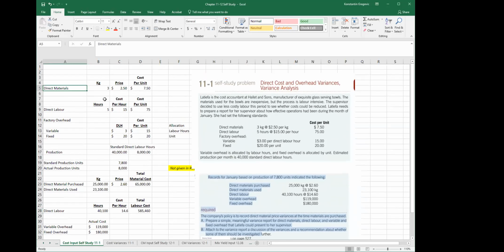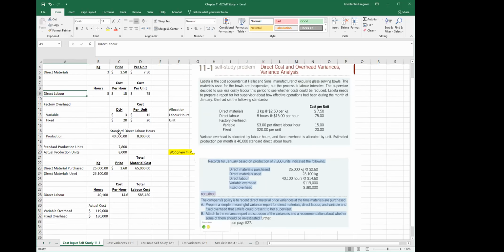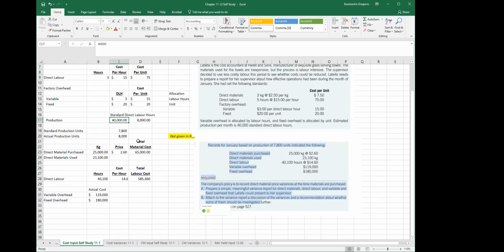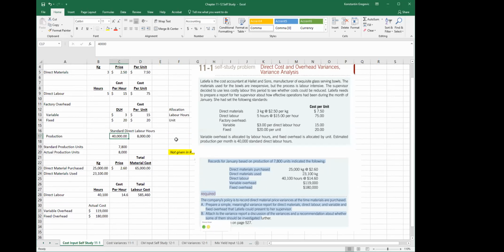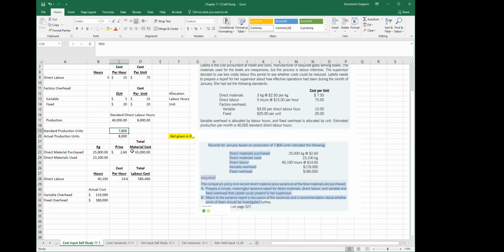So quickly, 3 kilograms at 250, 750 per unit. That's over here. So basically I'm going to put an input page. I've got my direct labor, $15 per hour, $75 per unit. I get my variable overhead rates. Direct labor hour is $3, $15 per unit. Fixed, $20, stays at $20 per unit. My standard direct labor hours. So 40,000 is my standard direct labor hours. My standard production units.